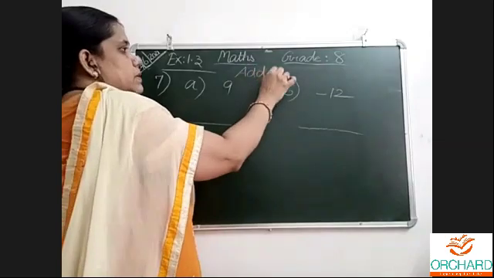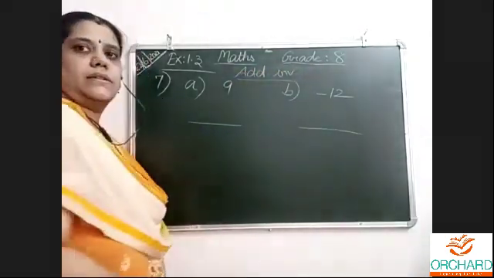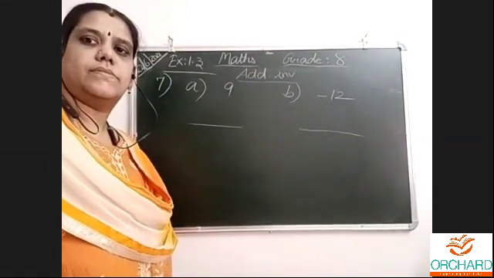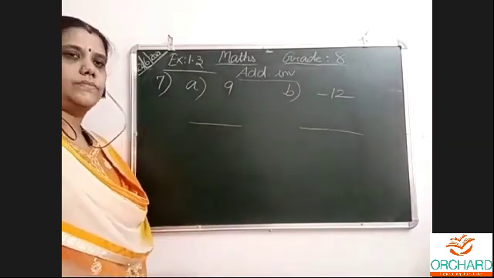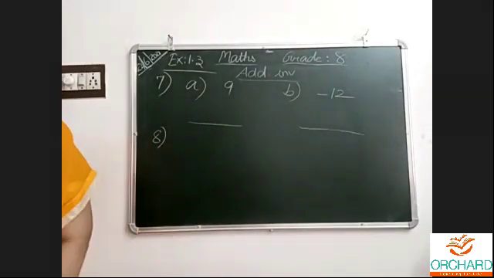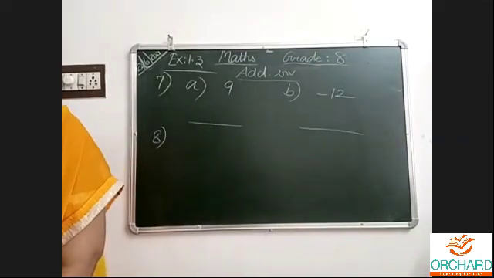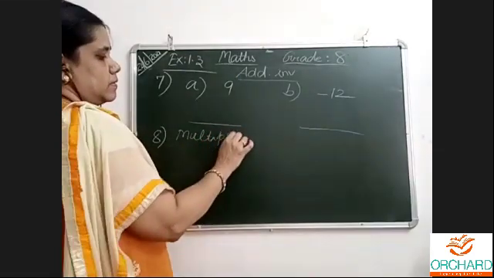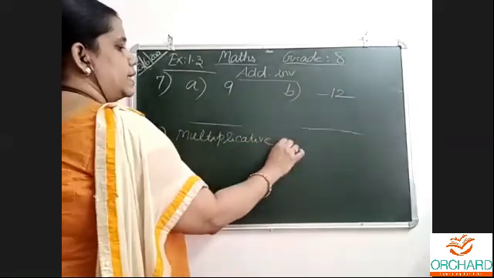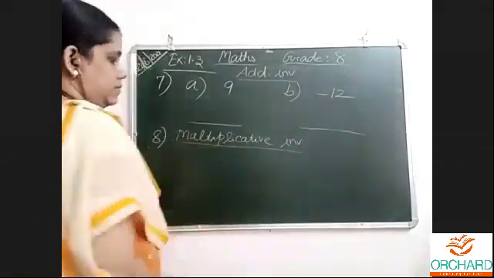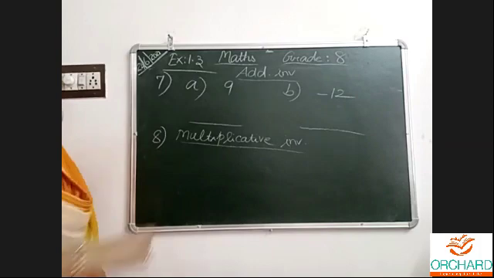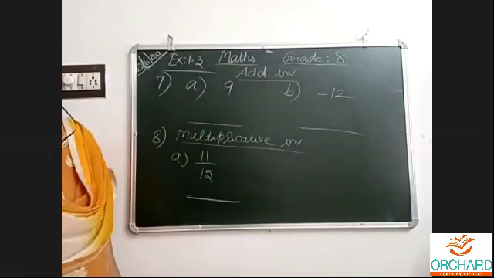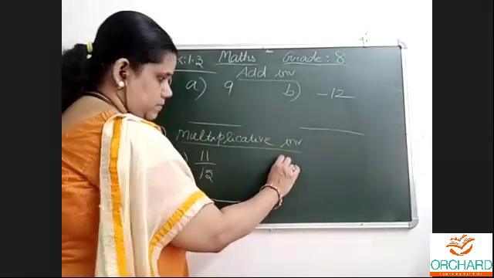Additive inverse. That day you only told me many answers when we did the examples. After additive inverse, the multiplicative inverse question is there. The answer, minus 22.